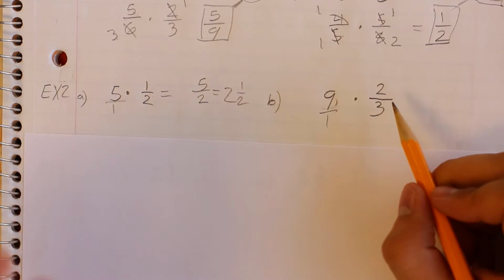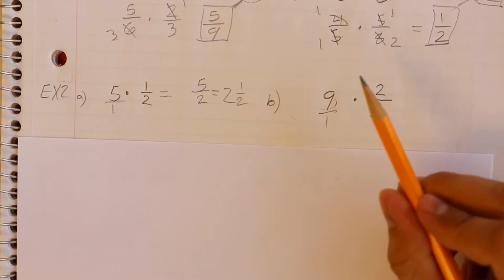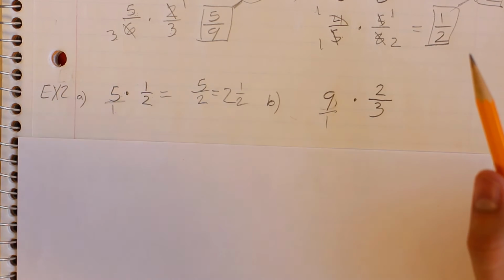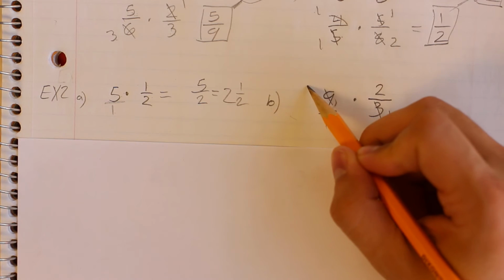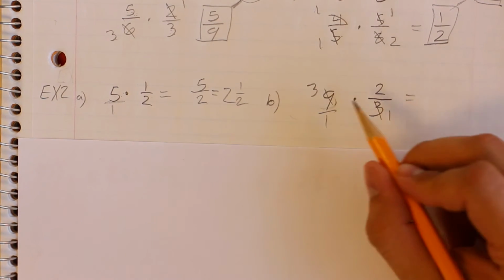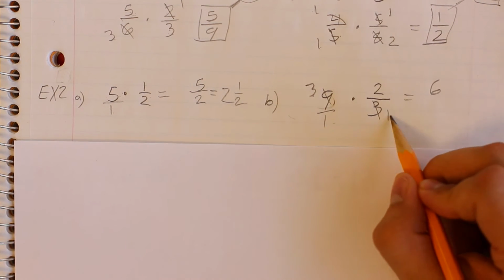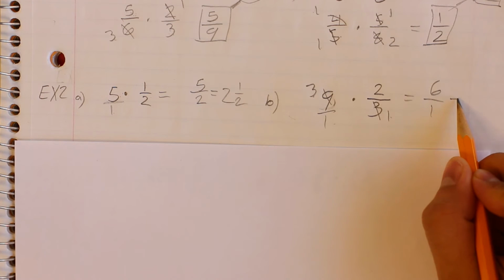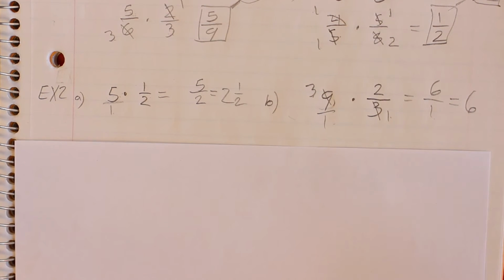9 over 1. Okay. Check something. Can it cross reduce? It can. Do you have to do it right now? No, it just makes it easier. This becomes a 1. This becomes a 3. And you end up with 3 times 2 is 6. 1 times 1 is 1 over 1. Well, 6 over 1 is just equal to 6. Okay?